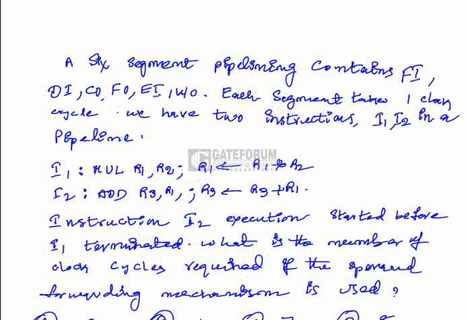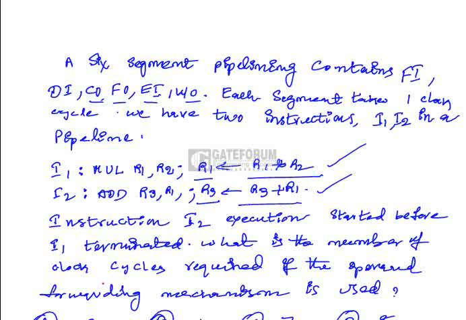A 6-segment pipeline contains fetch instruction, decode instruction, calculate operand address, fetch operand, execute instruction, write operand. Each segment takes 1 clock cycle. We have 2 instructions I1, I2 in a pipeline. So I1 is 1 instruction, I2 is 1 instruction, where R1 is assigned R1 star R2, and R3 is assigned R3 plus R1. That means the result of the previous instruction is used in the next instruction.